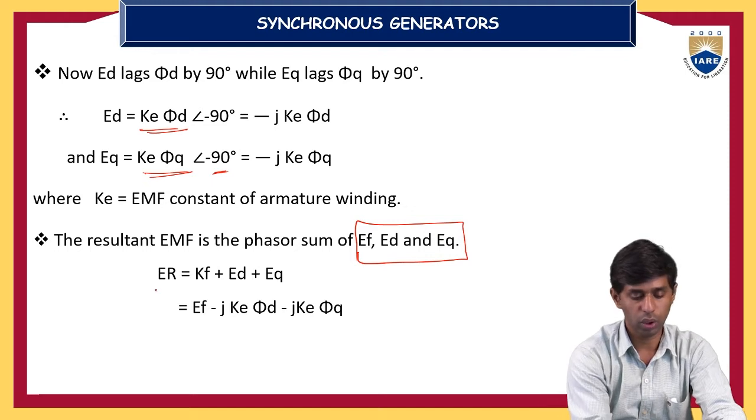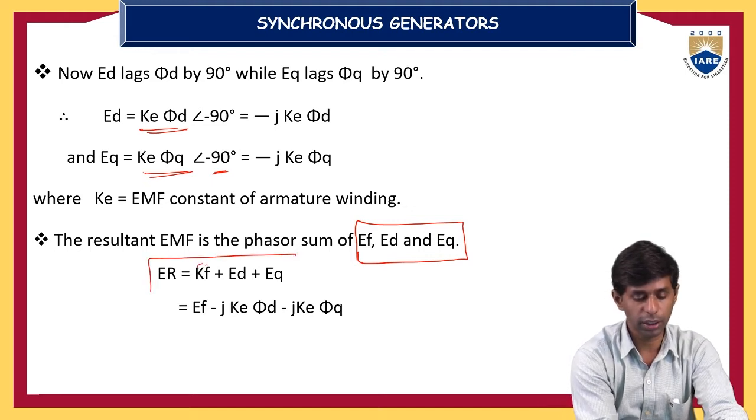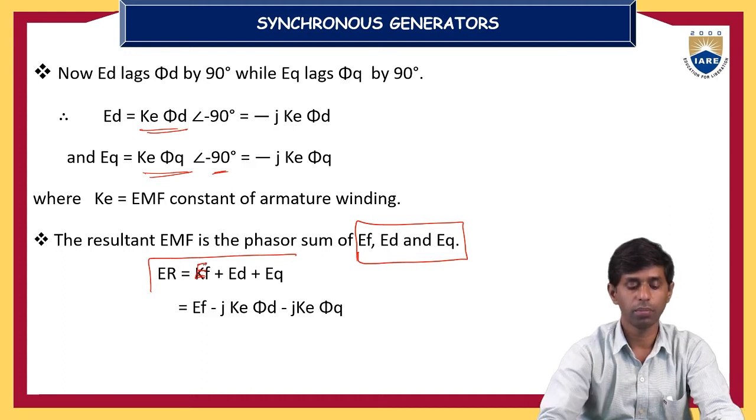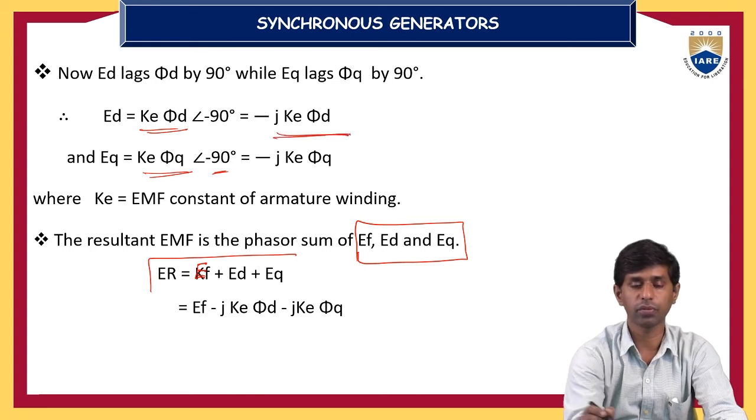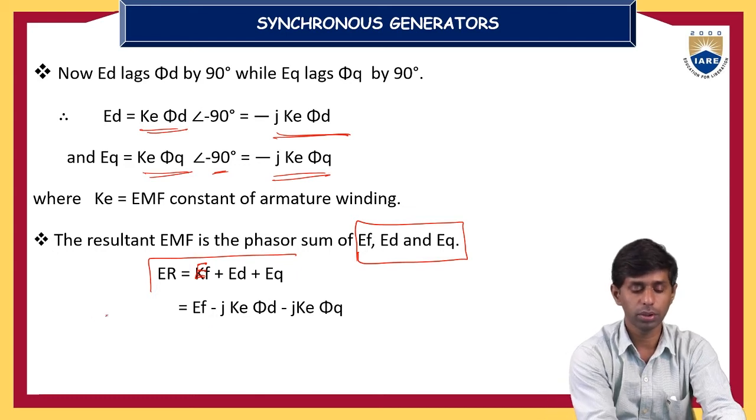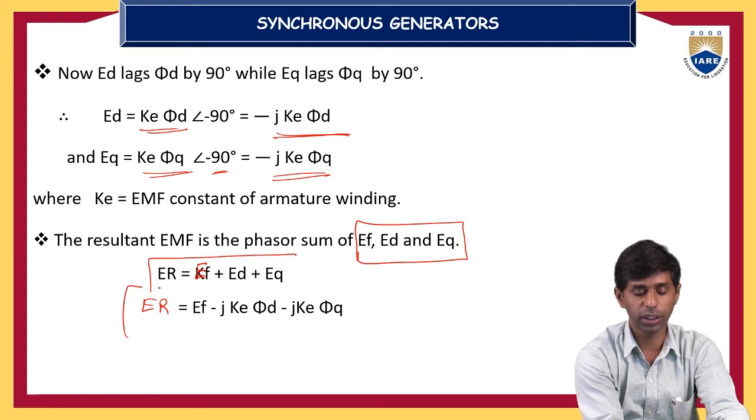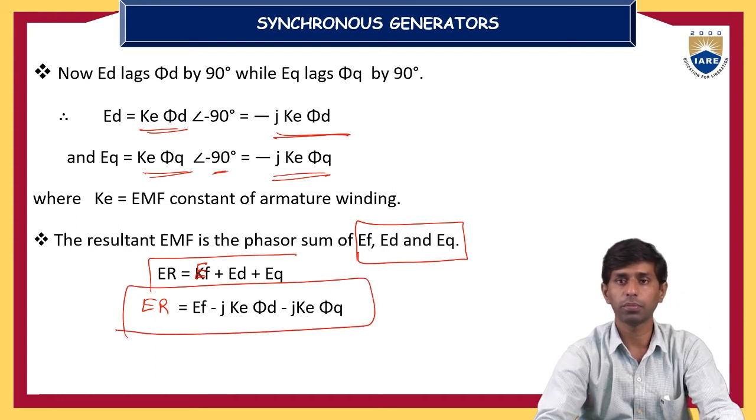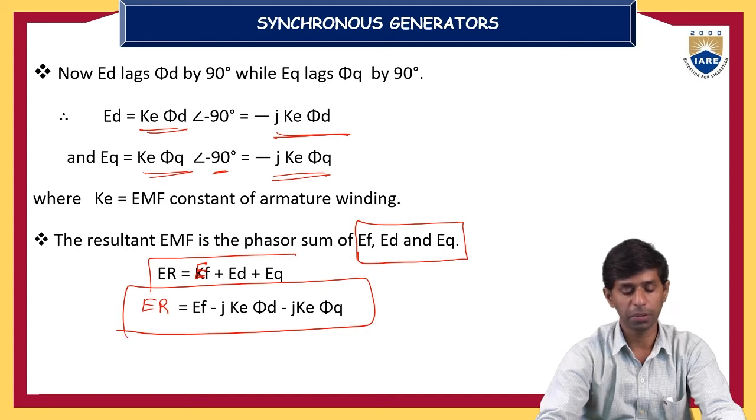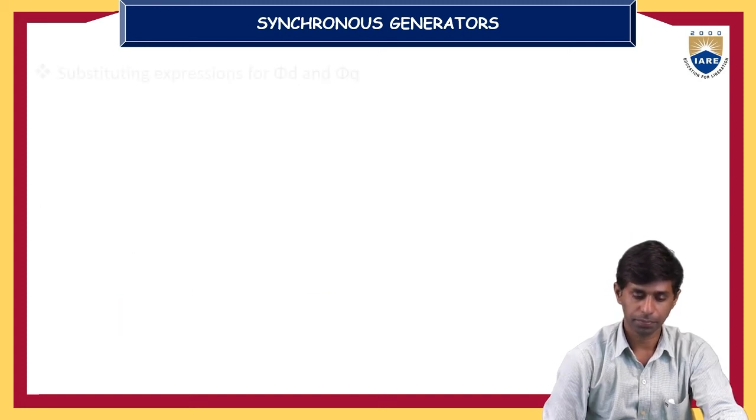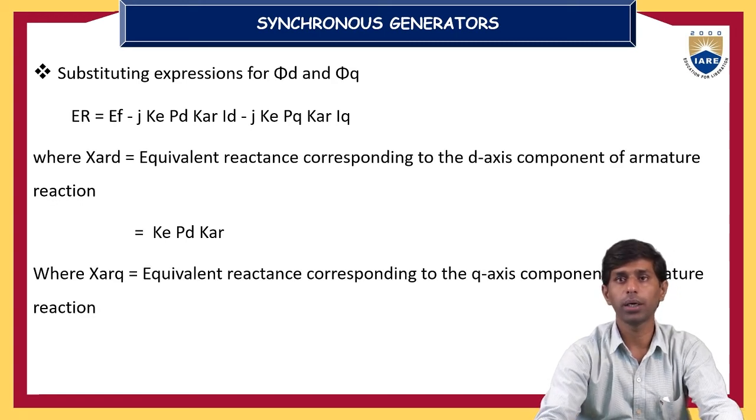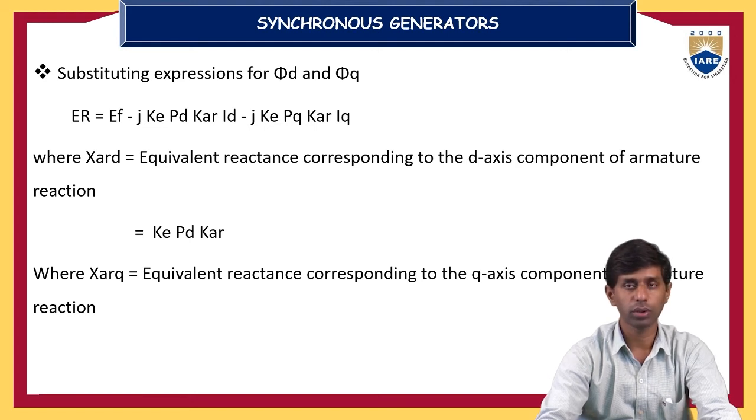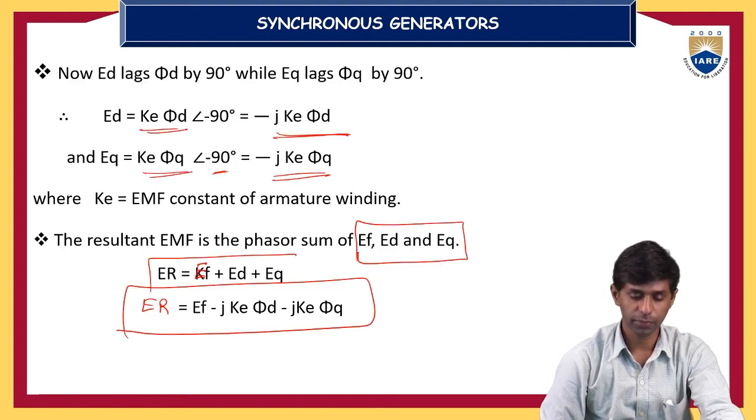So ER is equal to EF plus ED plus EQ, and we know ED is equal to minus j times Ke into phi D, and EQ is equal to minus j times Ke into phi Q. Substituting here, you will get the resultant induced EMF equal to EF minus j Ke phi D minus j Ke phi Q. Substituting the expressions for phi Q and phi D, which we have in the previous slide.